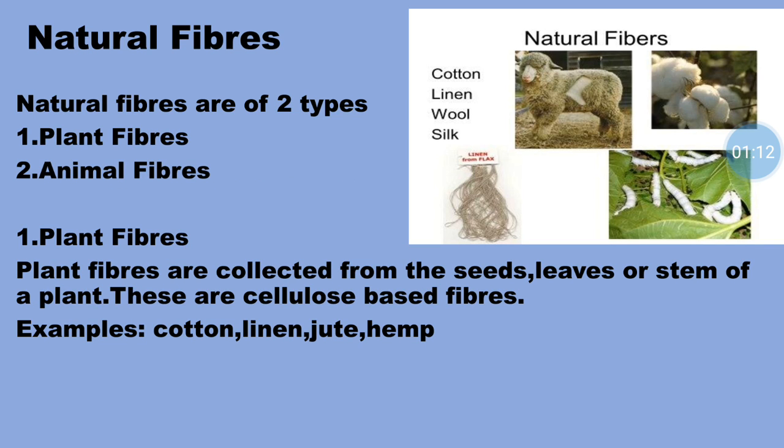Natural fibers are further divided into two types. One is plant fibers and the second one is animal fibers. In plant fibers, fibers are collected from the seeds, leaves or stem of the plants. These are cellulose-based fibers. Examples of plant fibers are cotton, linen, jute and hemp.